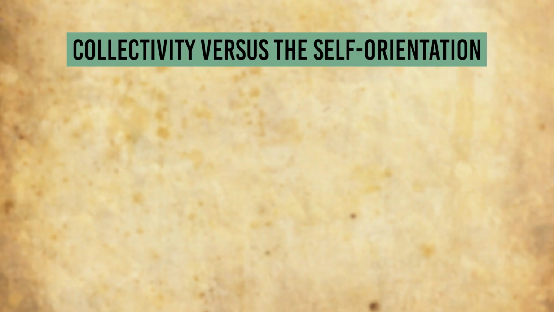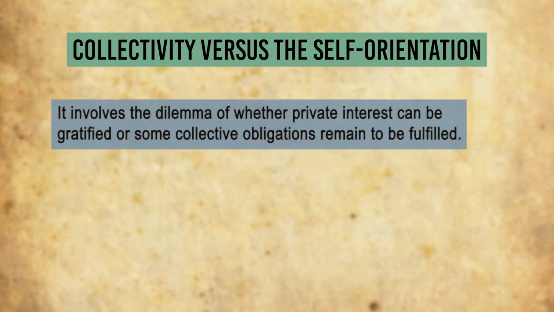Fifth pattern variable, collectivity versus self-orientation. It involves the dilemma of whether private interests can be gratified or some collective obligations remain to be fulfilled. This is very important: whether there should be a collectivity within you or more of self-determination and self-orientation. For instance, whether you should be doing your work alone just for the money that you are gaining. That is the self-orientation, as against being more focused on whether the work you are doing is bringing service to society. So these are the decisions that we sometimes take.